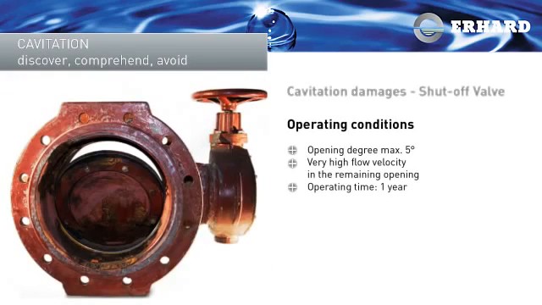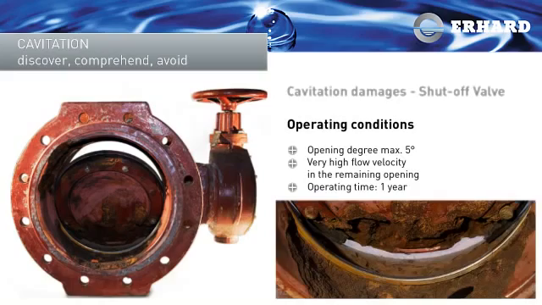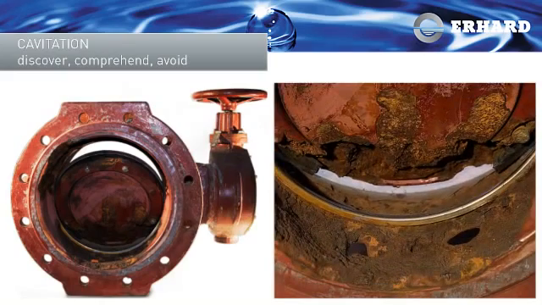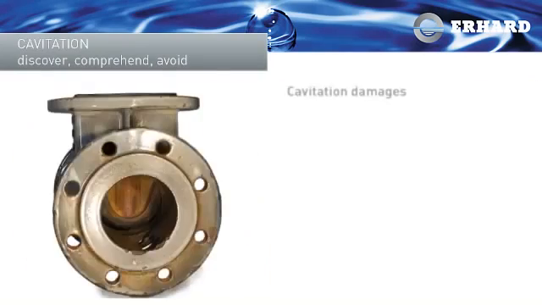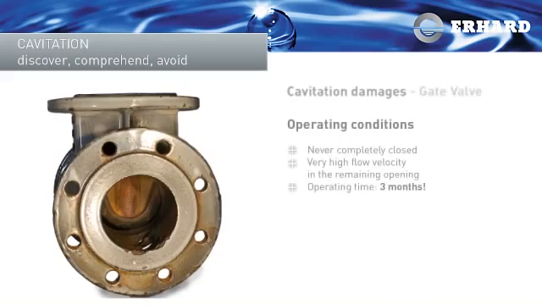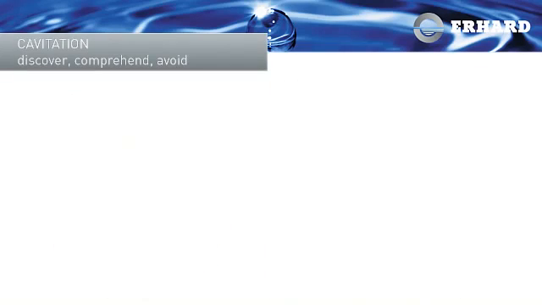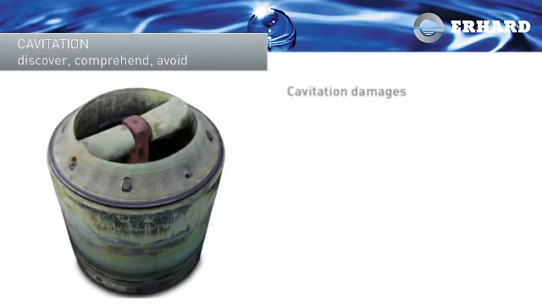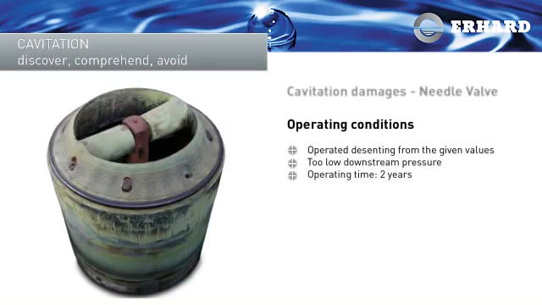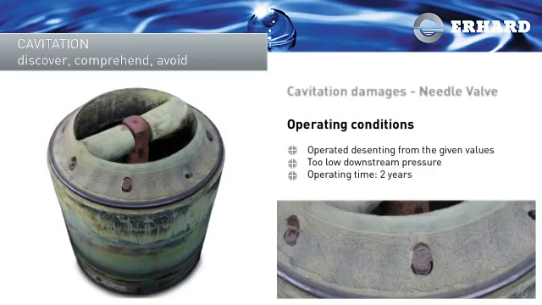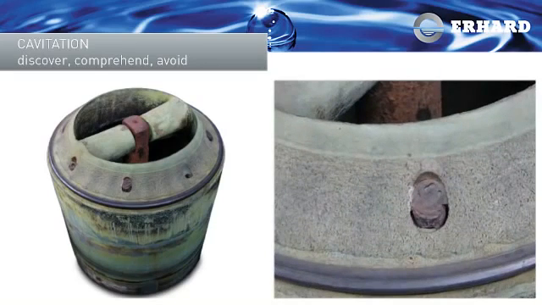Cavitation damage to a shut-off valve used as a control valve. The valve had to be replaced after only a year. This gate valve, which was never completely closed, reached the end of its life after only 3 months. Cavitation can also occur in control valves if they are used under operating conditions different to those at the time of their design.